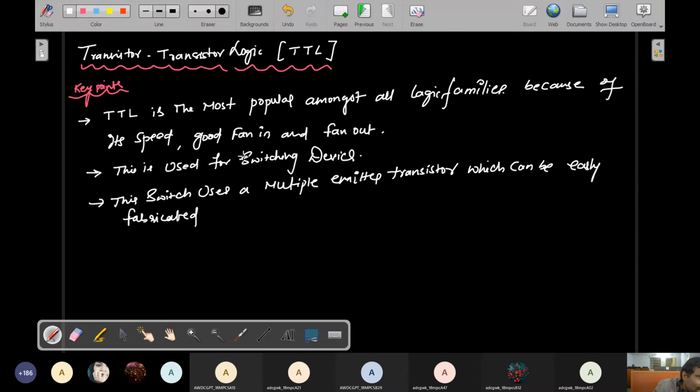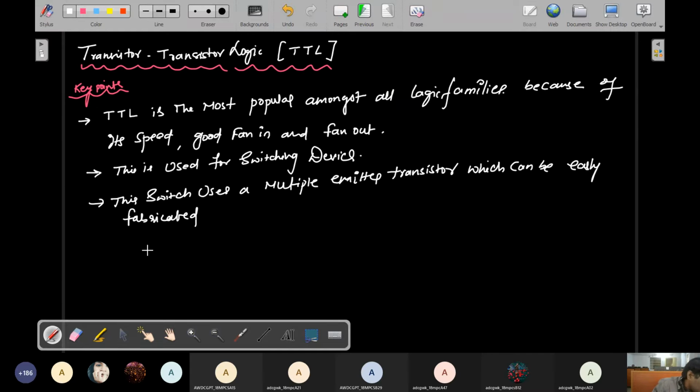Why? Because transistors are very small devices and they have three terminals. We can connect the three terminals using suitable resistors, then it is easily fabricated.